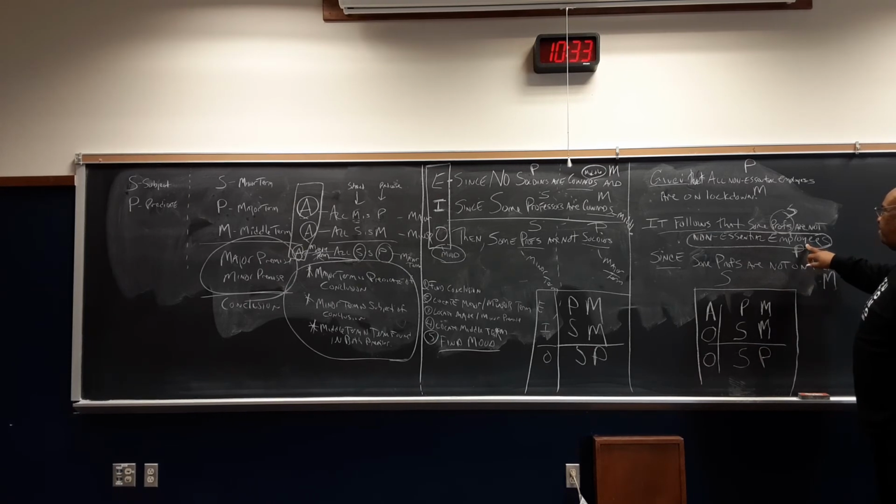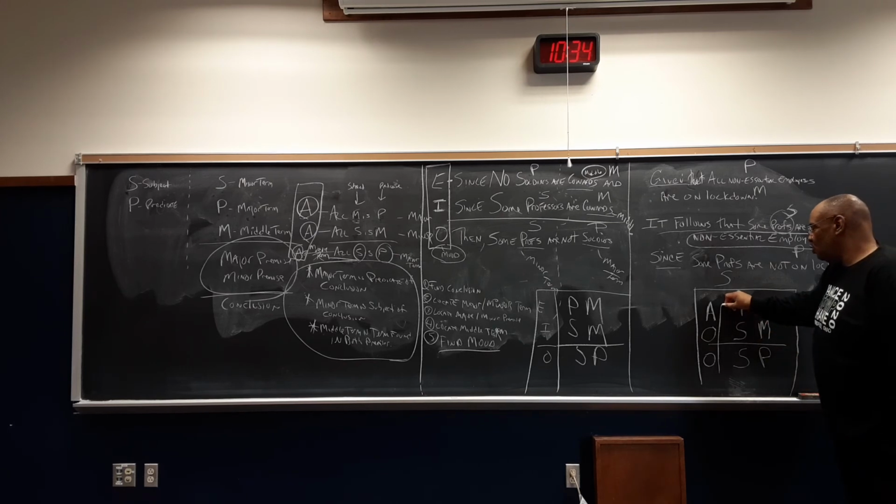Major term, non-essential employees. Minor term, professors. I find that in the premises. Non-essential employees, P there; professors, S there. The term that exists in both premises and not in the conclusion is the middle term. Now it's in proper order.